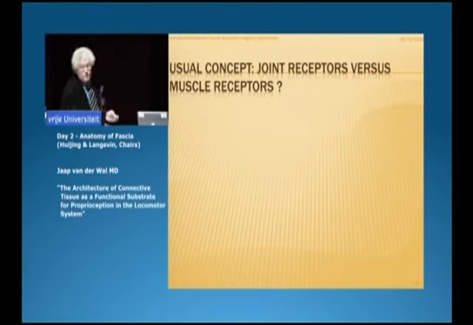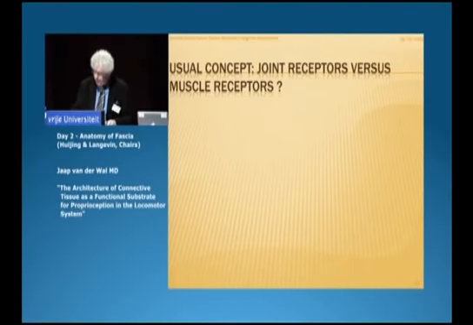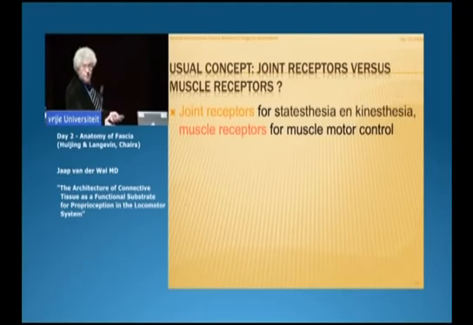The usual concept, for example, is that joints and muscles are giving information. Information about position, information about the forces that are guided. And the usual concept is based on the classic view that you have joints, and that you have joints with ligaments, with capsules and muscles, and that the muscles move the joints.